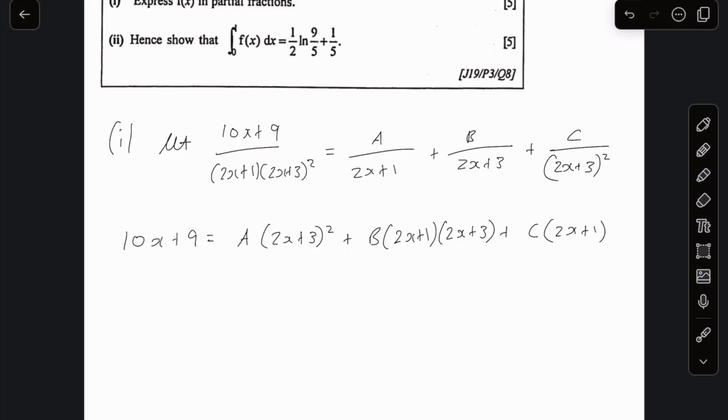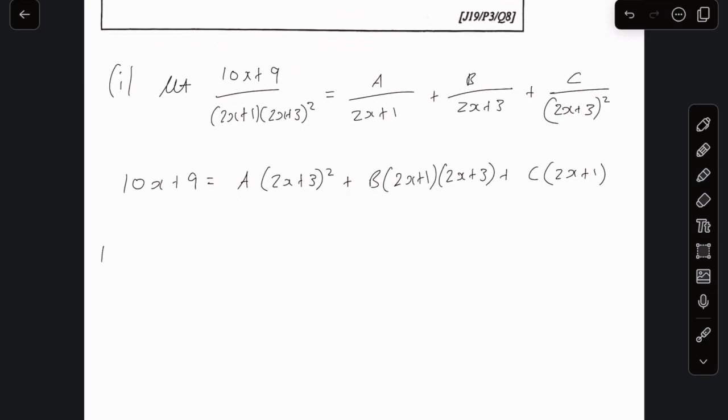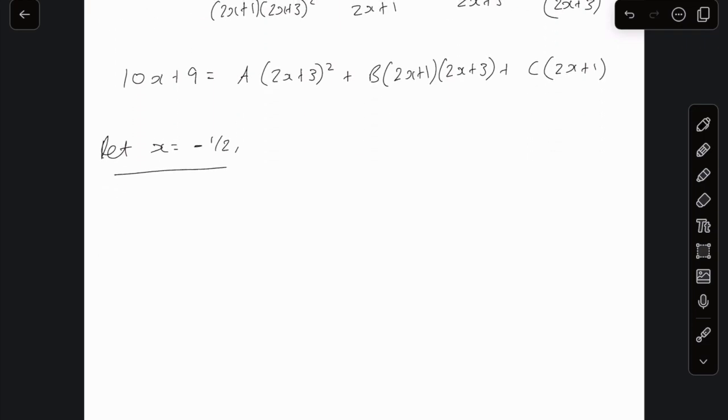Now let's let x equal negative half. Why am I saying negative half, guys? Because if you put negative half into 2x + 1, you're going to get 0. So it's going to help us isolate the A.